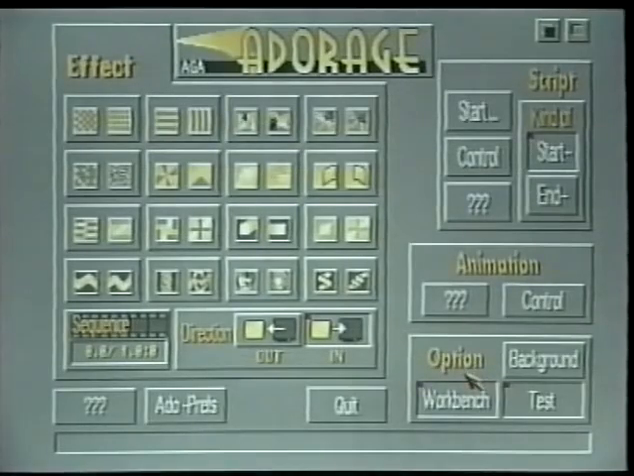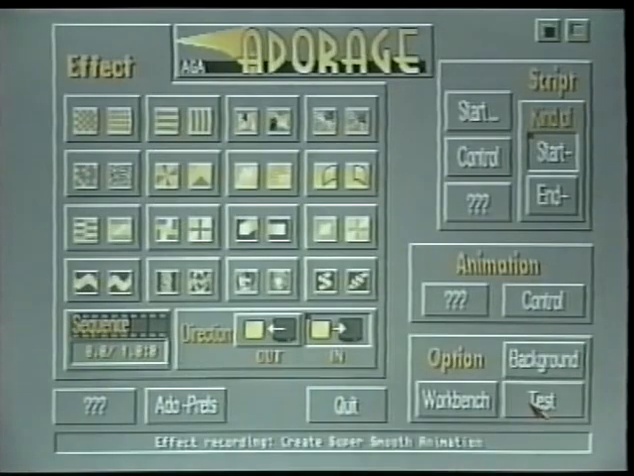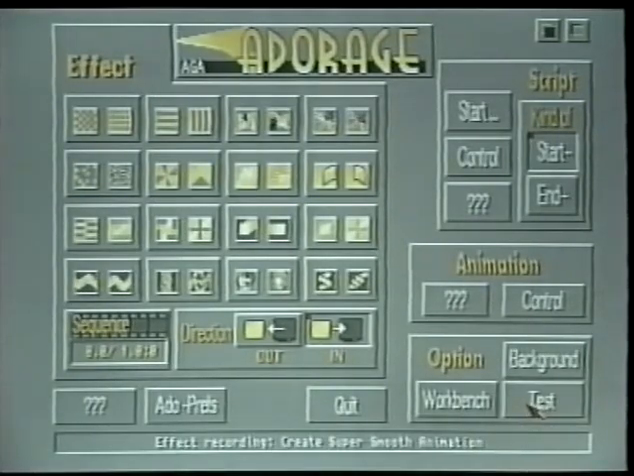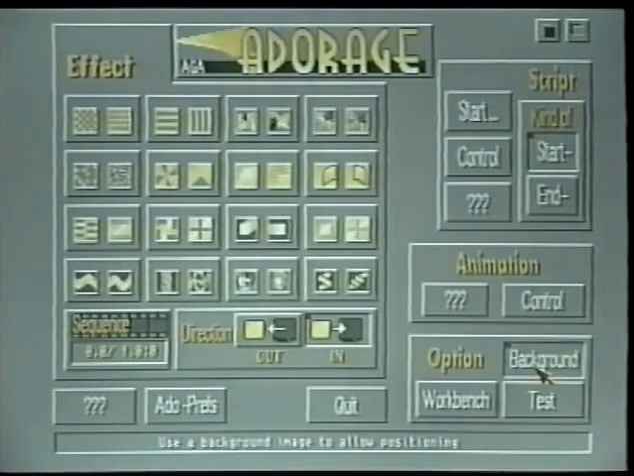The option panel allows you to close down Workbench for memory saving, toggle between test and live for previewing effects before recording them, and the background button allows you the option of specifying the background screen used in the animation.